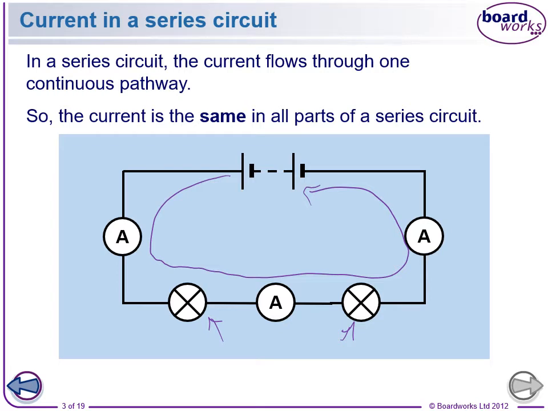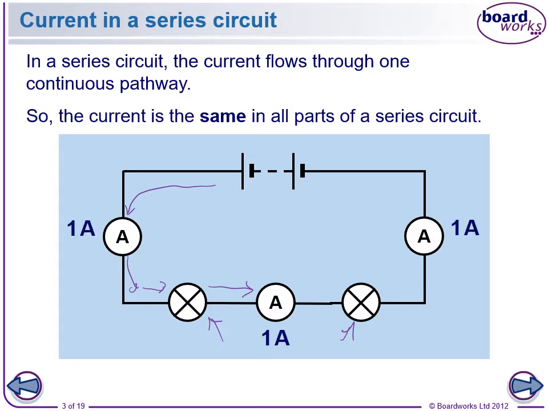One of the main properties of a series circuit is that the current is the same in all parts of a series circuit. It doesn't take too much imagination to see this, but whatever the current is going through this ammeter, the same amount of current will come out of the ammeter, meaning that will go through that light globe, the same amount will come out. It's just a continuous stream of current. So if we measure the current at any point in the circuit, we'll get the same value.